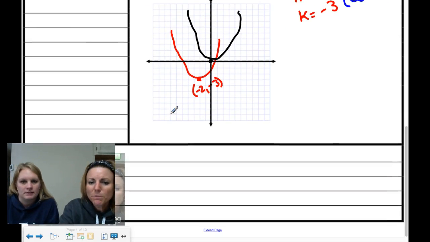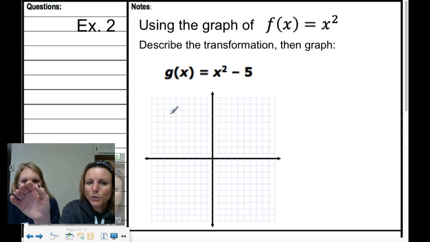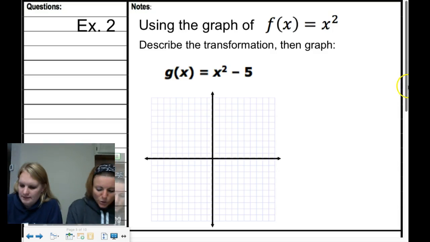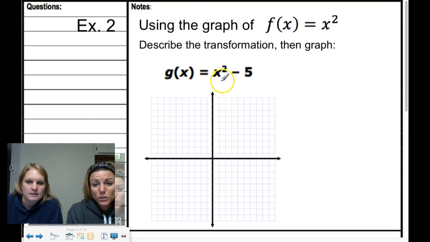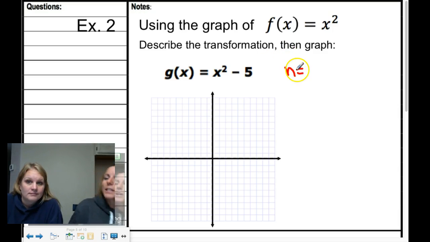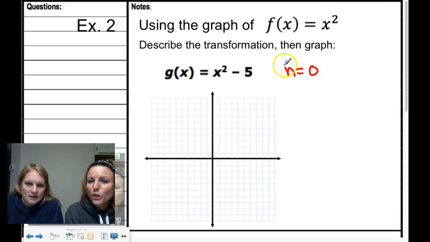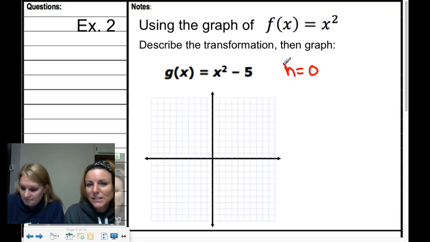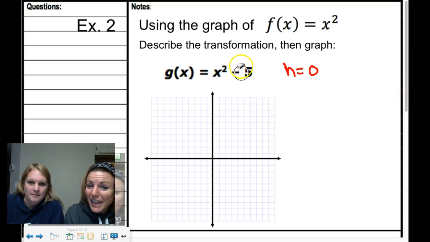That's example 1. Example 2. Same thing. Well, there's nothing in parentheses this time. So do we have an H? We sure do, but the H is going to be equal to 0. So if you don't have parentheses, then you know the H is 0. The K is what you see is what you get, so it's going to be -5.